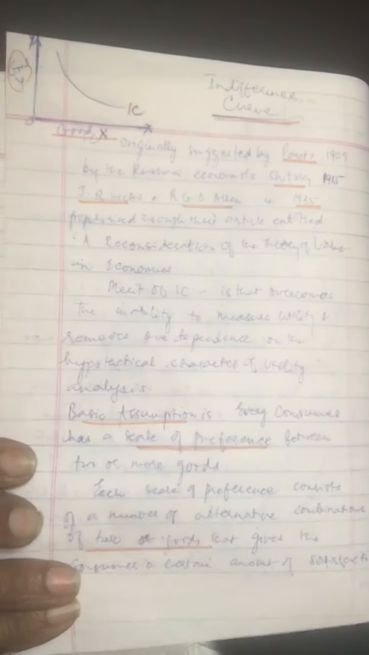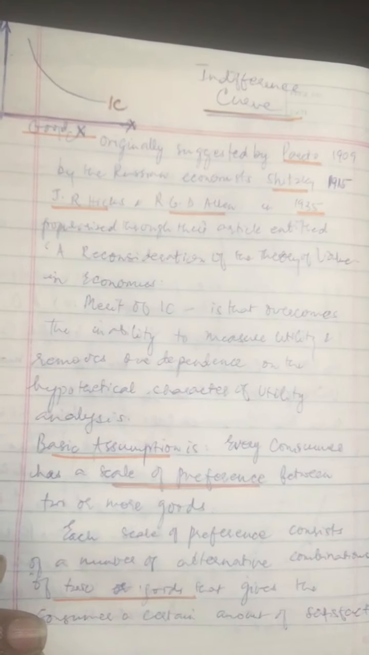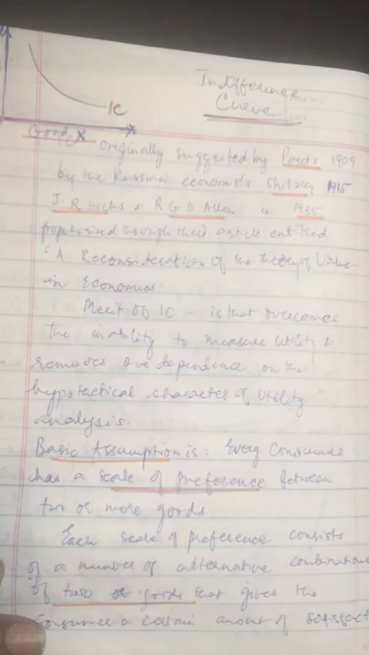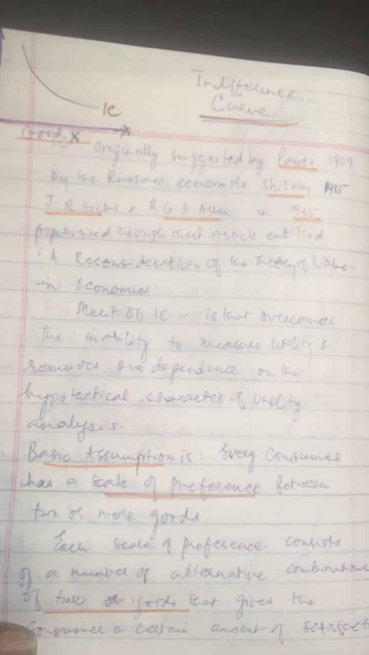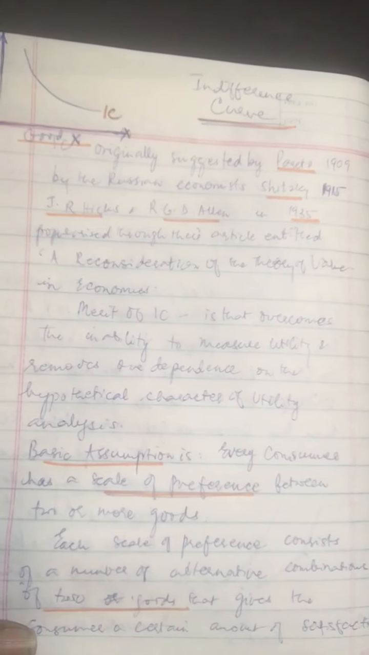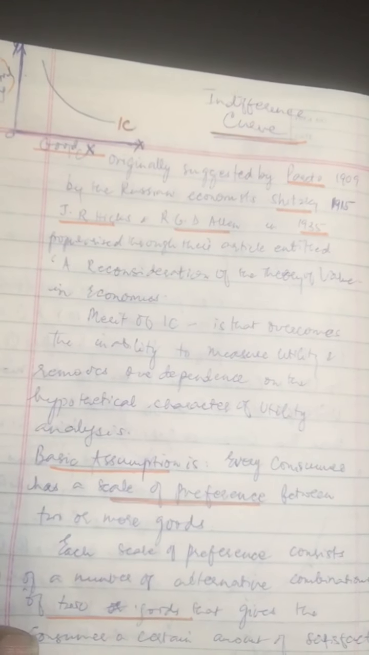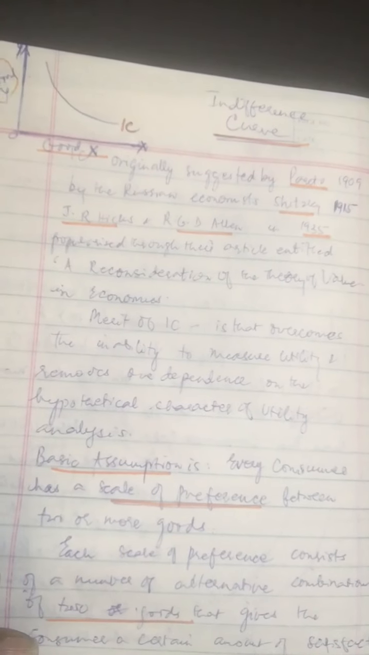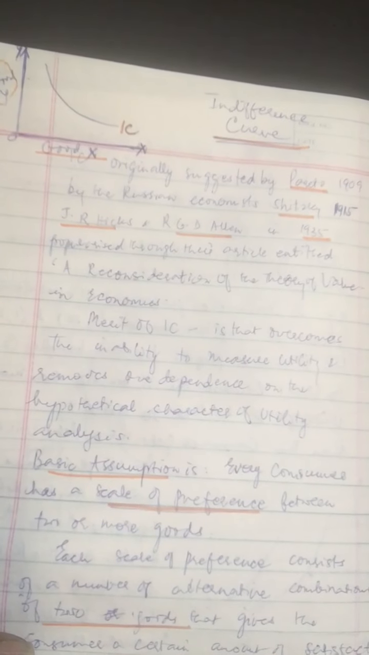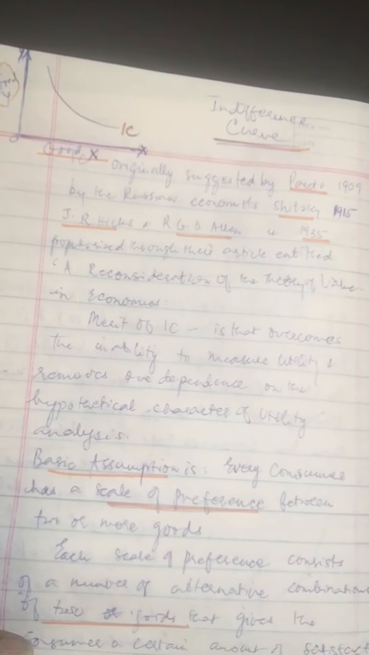But I want you to just go through this. Of course, we'll be doing properties of indifference curve. So the indifference curve technique was an alternative approach to the explanation of the nature of the demand schedule through marginal utility, that was originally suggested by Pareto in 1909 and by the Russian economist Slutsky in 1915. But it has been popularized in the last 2 or 3 decades by J.R. Hicks in 1934.